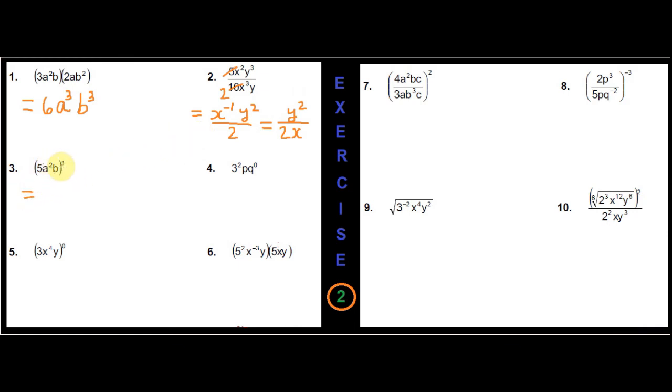We're going to multiply the powers. There's a 1 here that we don't write. So 1 times 3 is 3. So we have 5 cubed. And then 2 times 3 is 6. So it's a to the power 6. And then, of course, we have b to the 1 all cubed. So 1 times 3 is 3. And of course, 5 cubed is 125.